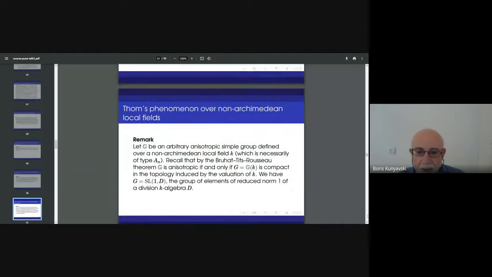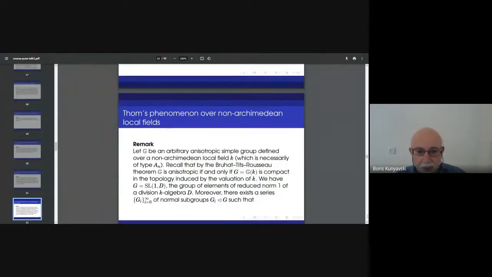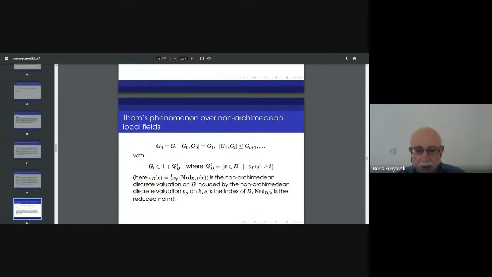Now, a sketch of the proof of Thom's phenomenon. So I told you that our G is of type A_n, so practically this means explicitly that it is the group of elements of norm 1 of some division algebra D. And moreover, we have some fine structure on this group, a sort of filtration with normal subgroups. Here it is.